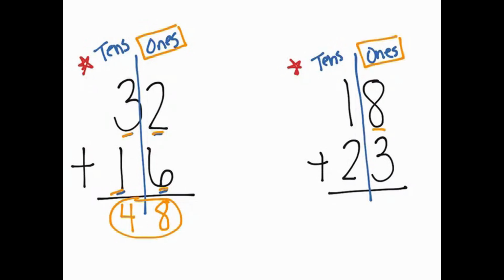So 8 plus 3. Now 8 plus 3 gives me an answer that's greater than 10. 8 plus 3 is 11. So I am going to put 1 down here and carry my other 1 into my tens column. So 1 plus 1 plus 2 gets added up. 1 plus 1 plus 2 is 4. So 18 plus 23 equals 41.